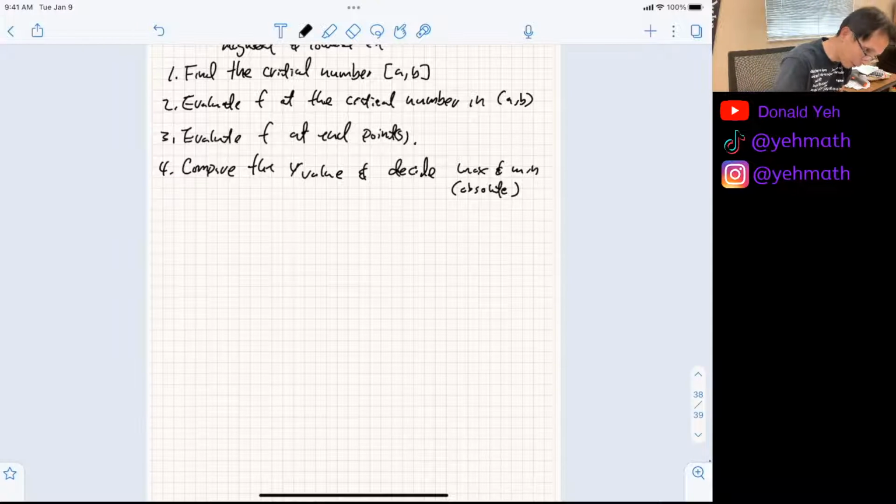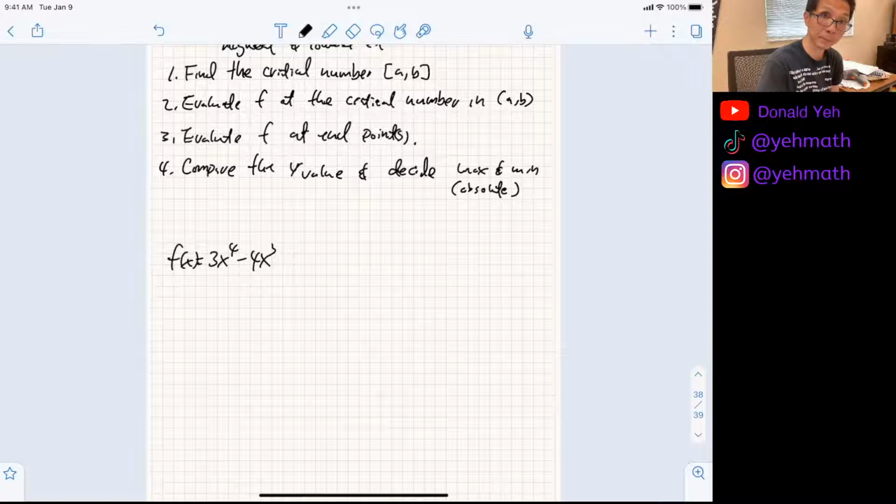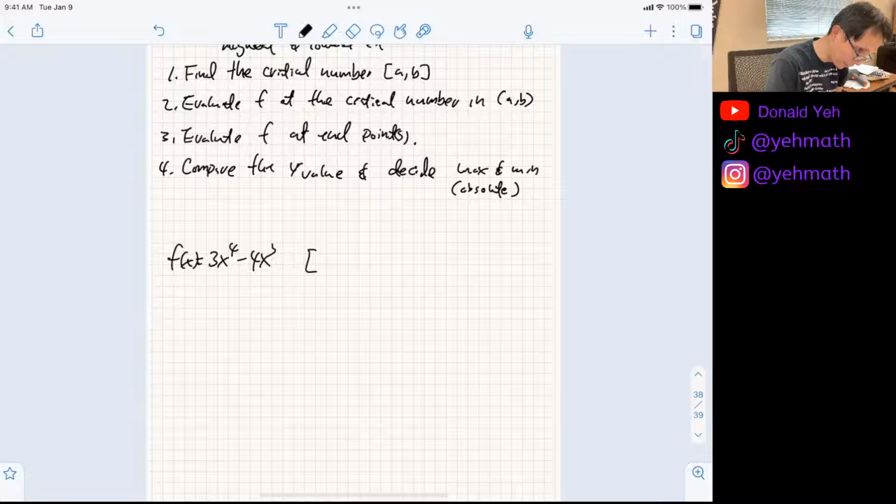So we're gonna work on a question that says f of x equals 3x to the fourth minus 4x to the third, between the interval -1 and 2.